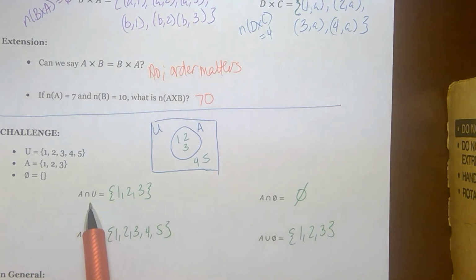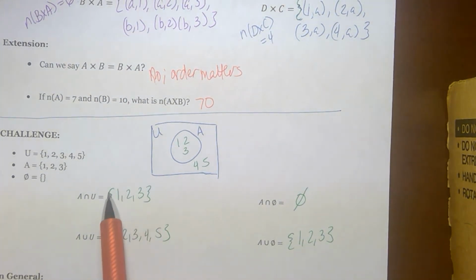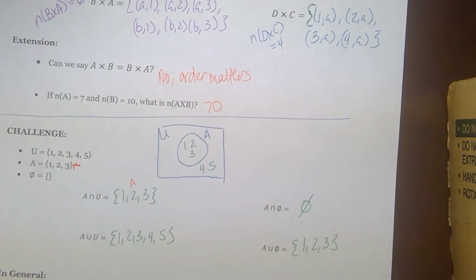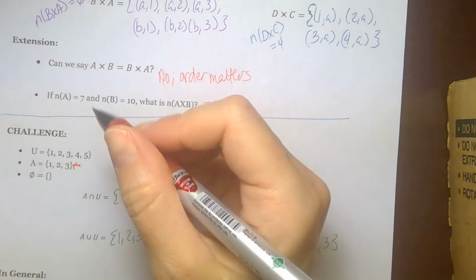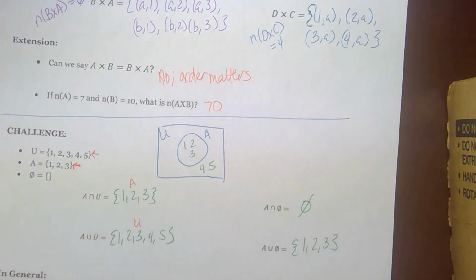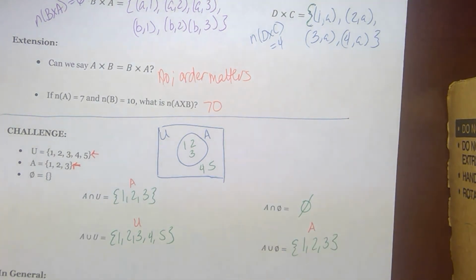Now I want you to notice some things. When we did A intersect U, A intersects the universal set, we got 1, 2, 3. 1, 2, 3 is the same thing as set A. When we did A or the universal set, we got 1 through 5, which is my universal set. Then A intersect the empty set is just the empty set, the null set. A union with the empty set gave us A again.